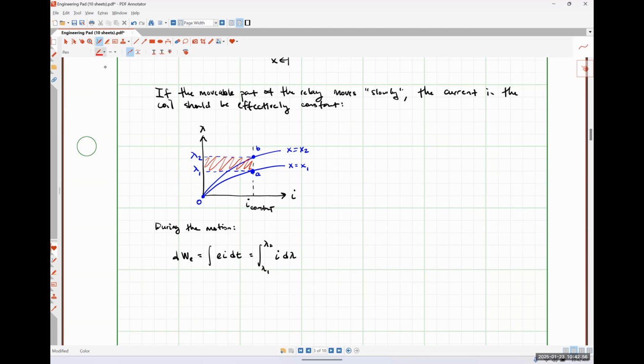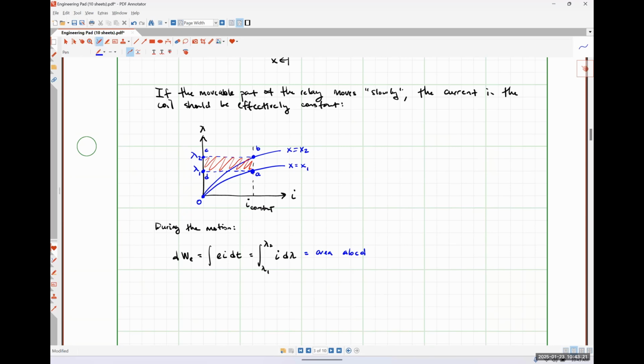I called these two points A and B. For brevity's sake, I'm going to call this one C, and I'm going to call this one D. So we could call this literally just area ABCD, that rectangle that I shaded in red.